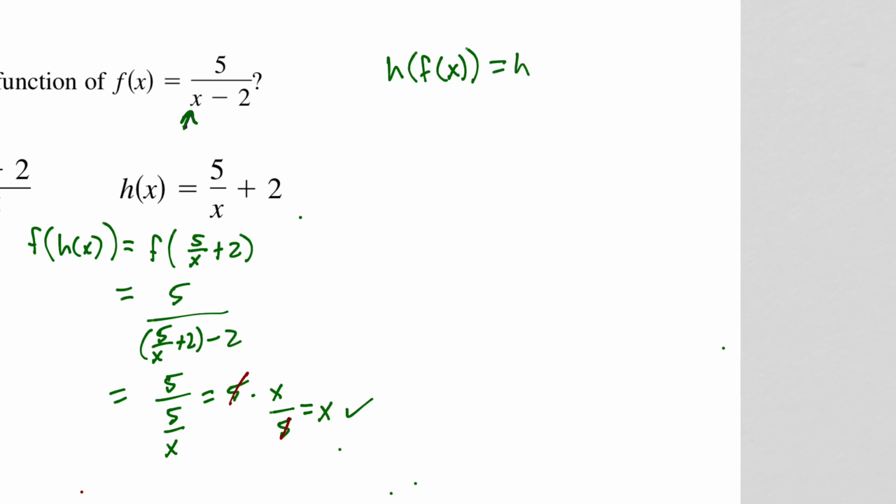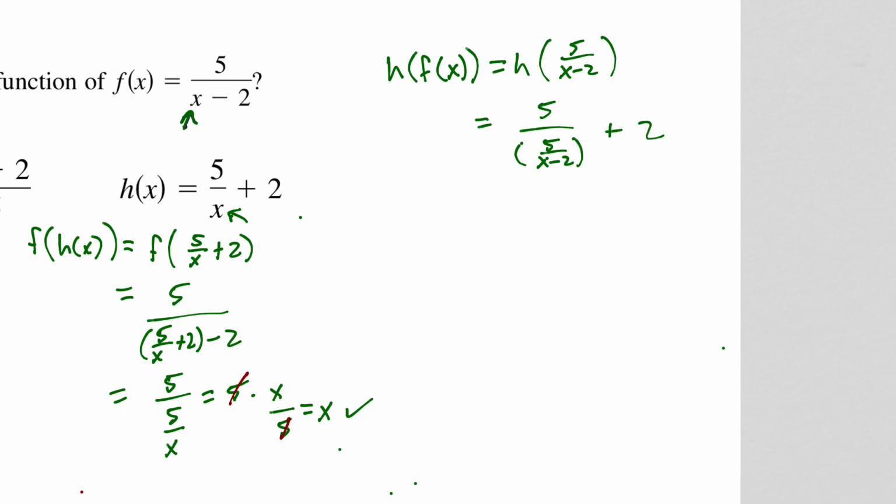So that's h of 5 over x minus 2. Now I'm going into h. I'm going to replace this x here with that 5 over x minus 2. So 5 over, instead of x, it's 5 over x minus 2, and then plus 2.